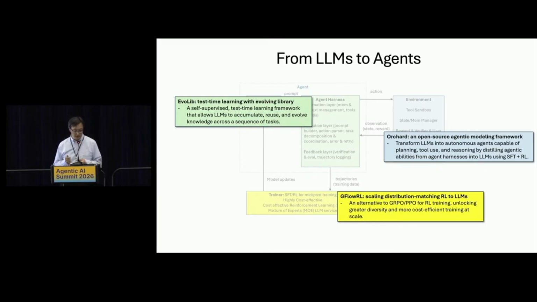And on the model trainer, I will present GFlowRL, which is a new reinforcement learning method, which I really hope can provide an alternative to the dominating RL methods such as GRPO or PPO, because this new method unlocks great diversity and turns out to be a more cost-effective training method.